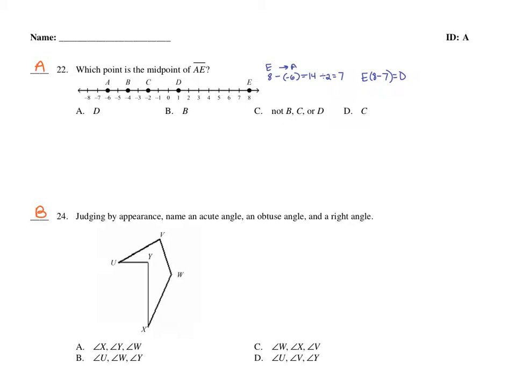Okay, 22, which point is the midpoint of AE? So find the distance between A and E, which is 14. Cut it in half at 7. And then either add 7 to the A or subtract 7 from the E. Either way, you would have gotten D.